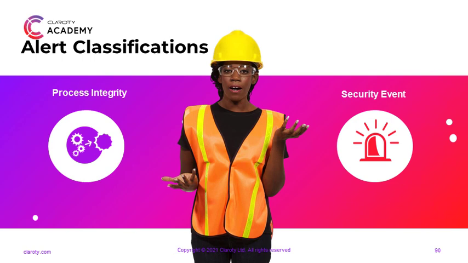Each category includes numerous alert types. The first alert category is process integrity alerts. Alerts like these are triggered when CTD is in operational mode, and they reflect critical changes to a production-level process.